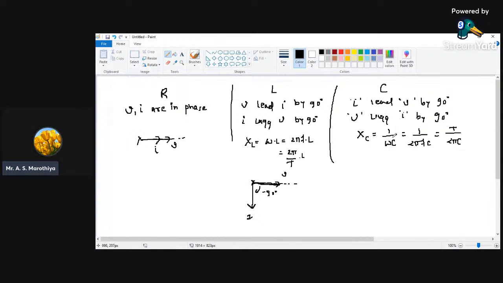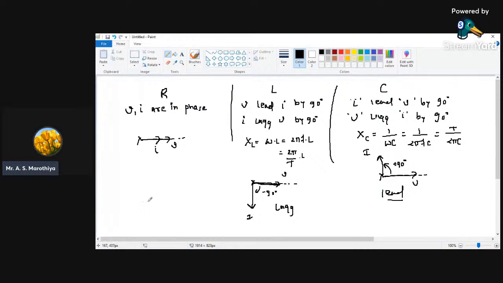In the same way, in case of a pure capacitor, suppose you take voltage on the reference axis, so with respect to this, current is going to lead. So current leads voltage by 90 degrees. So it has to be over here. This is going to be I leading by 90 degrees. So here we have the lagging concept: current lags voltage by 90, and in case of capacitor, current leads voltage by 90.